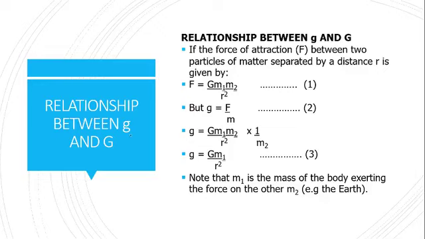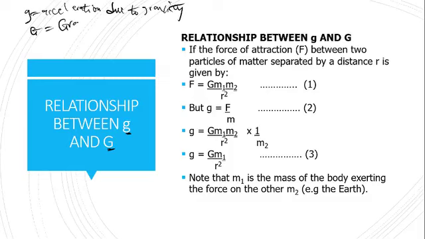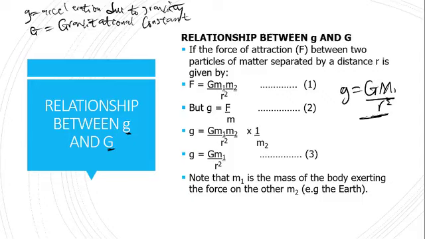Now, what is the relationship between this g and this G? Remember, the small letter g means acceleration due to gravity, and the capital letter G is what we call the gravitational constant. So what's the relationship between two of them? The relationship between two of them, or the equation that binds two of them together, is this: g equal to G m1 over r squared. This is the equation that binds two of them together.